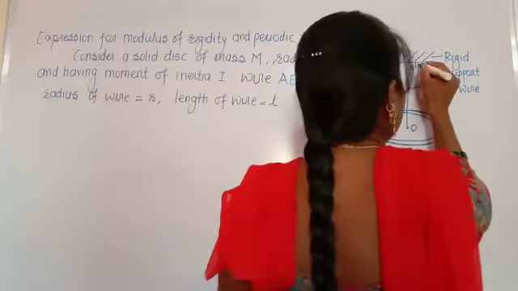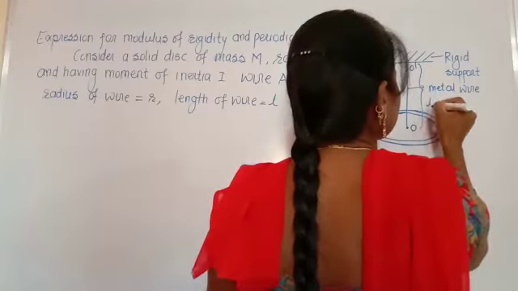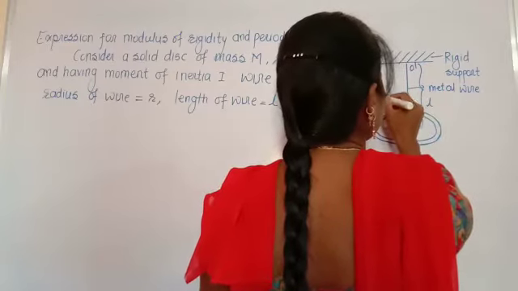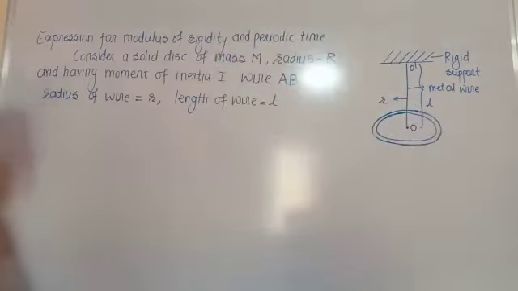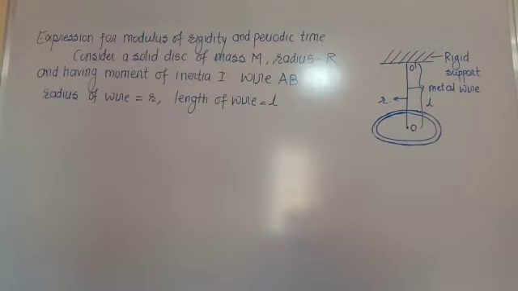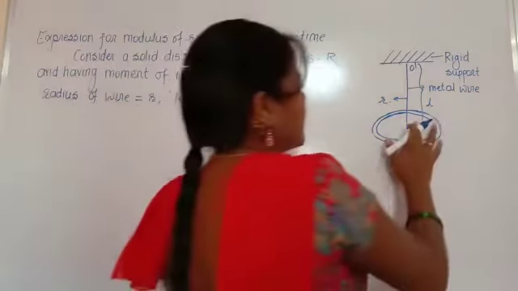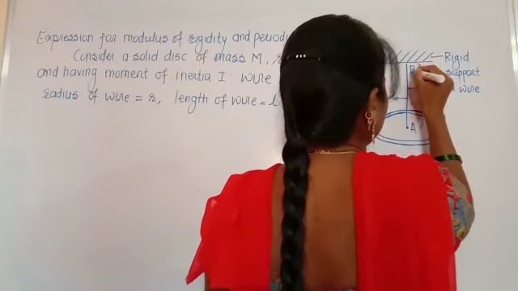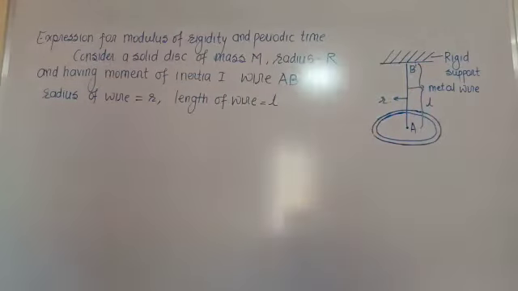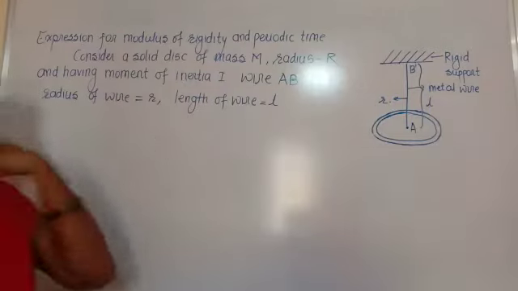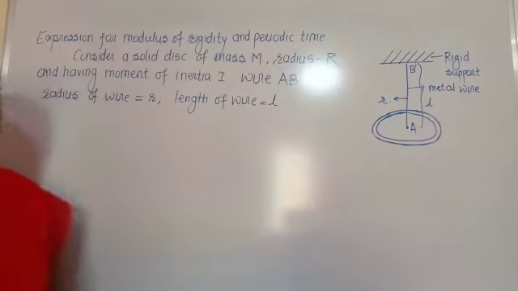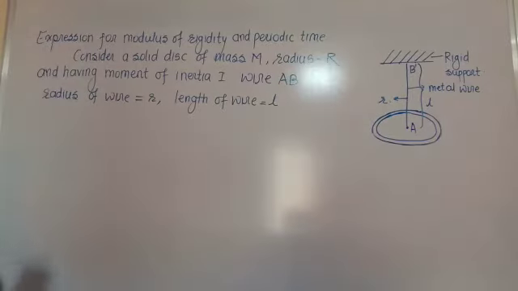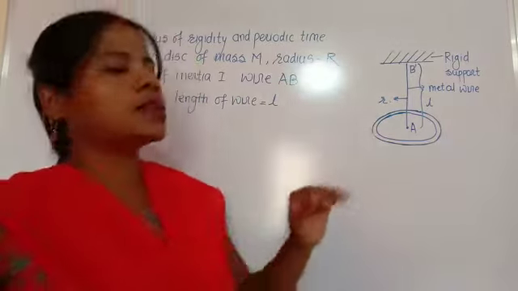So this is the length and this is the radius of the wire. And here the wire is AB dash, that is A and B dash. Okay, so this is the general information. Now the circular disc is subjected to a small angular displacement about the axis AB dash.